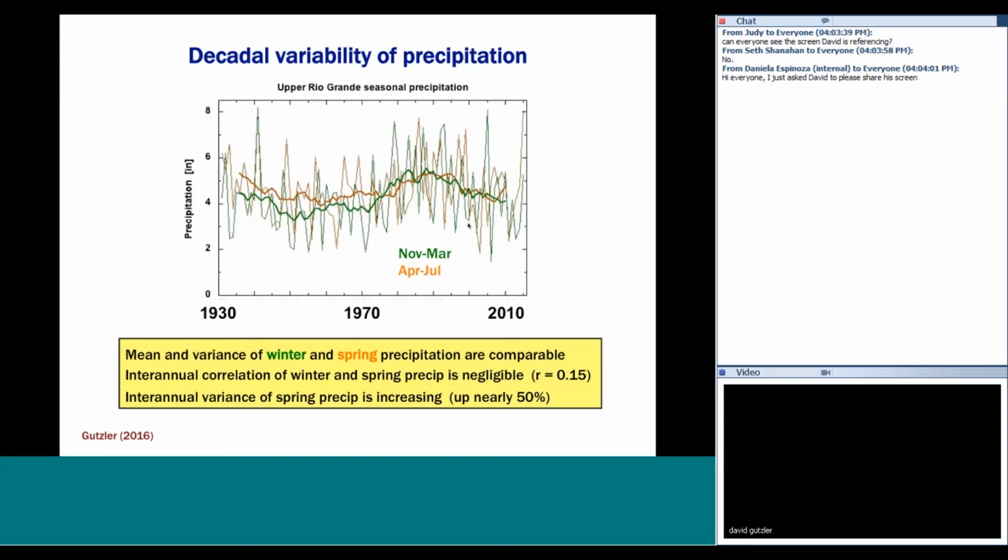And to make matters worse, from that perspective, if we actually look at the variability of these curves, the interannual variability of the orange curve, that's the spring precipitation, is increasing by a lot, actually. In recent decades, it's up about 50% over what it was in the early decades of this period of record. And that, too, is going to make annual water supply outlooks harder in this period of time when snowpack is decreasing.